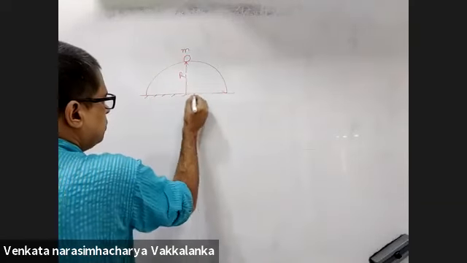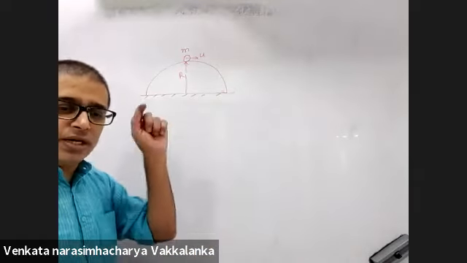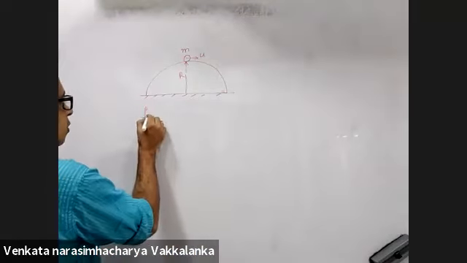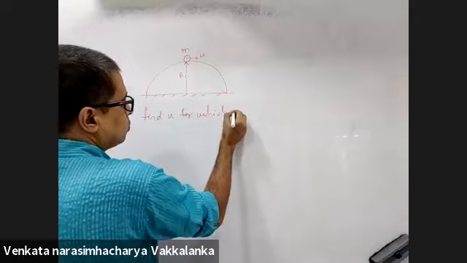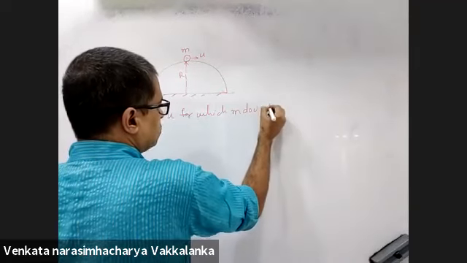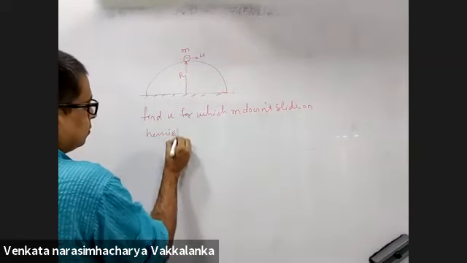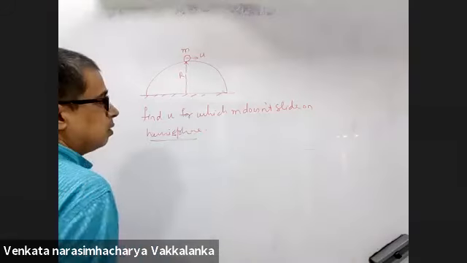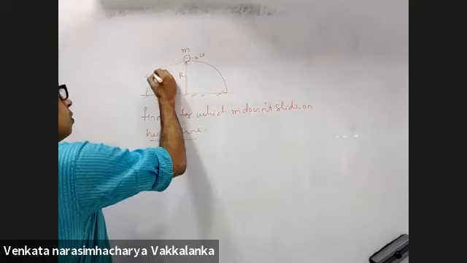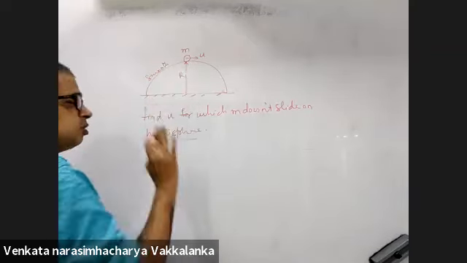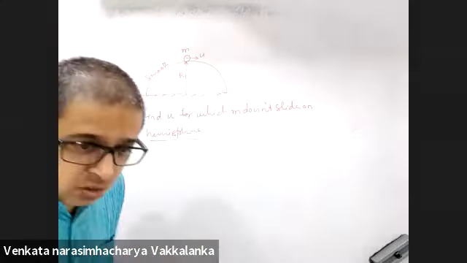Smooth hemisphere. What should be the velocity I give to the mass so that it doesn't slide on the hemisphere? Find u for which small m doesn't slide on hemisphere. Sir, frictionless? Smooth. Hemisphere is fixed. What should be the velocity given so that small m does not slide on the hemisphere?